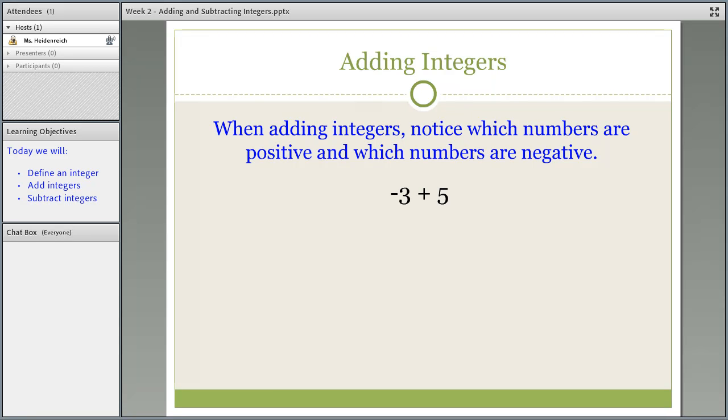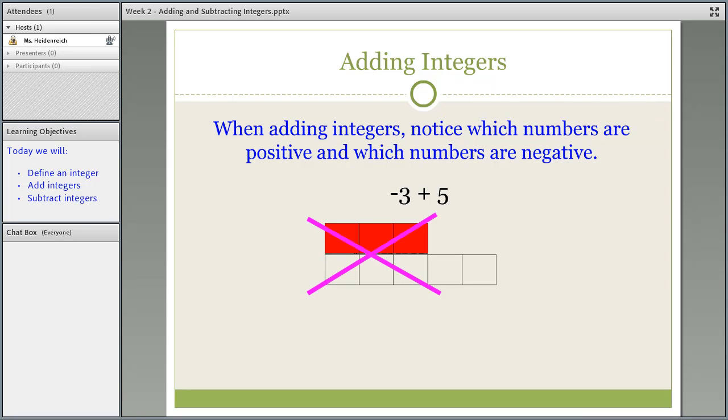So I'm going to go ahead and draw out this problem, negative 3 plus 5. The negative 3 would be 3 red boxes because it's a negative number, and then we're adding 5 to it, which the 5 is positive, so it's 5 clear boxes. And notice that the negative 3 and 3 of the clear boxes cancel each other out, but I'm still left with two clear boxes. So negative 3 plus 5 turns out to equal 2 as an answer.